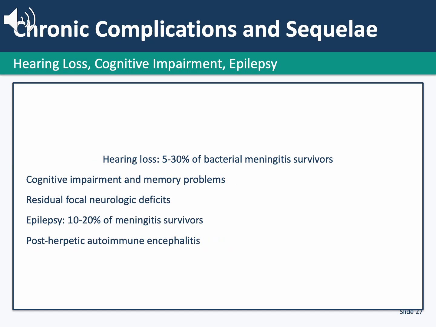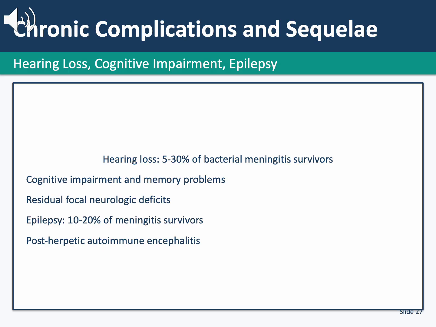CNS infections can result in long-term sequelae that significantly impact quality of life. Hearing loss is one of the most common sequelae of bacterial meningitis, occurring in 5% to 30% of survivors. Cognitive impairment and memory problems occur in a significant proportion of survivors. Residual focal neurologic deficits, such as hemiparesis or cranial nerve palsies, can occur. Epilepsy develops in 10% to 20% of survivors of meningitis.